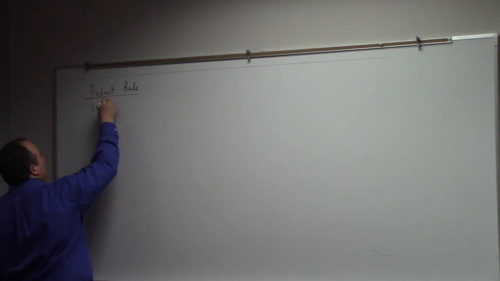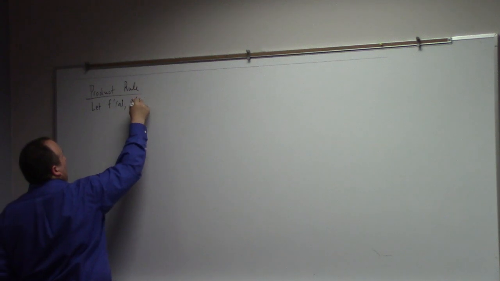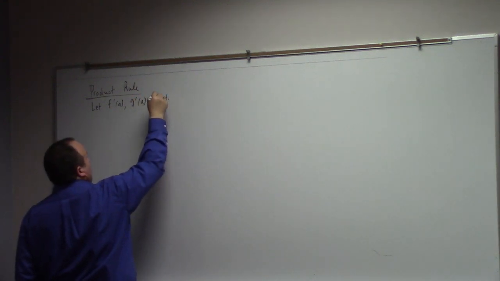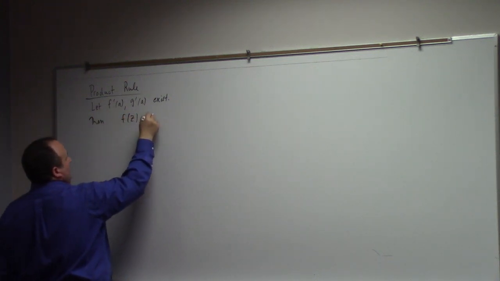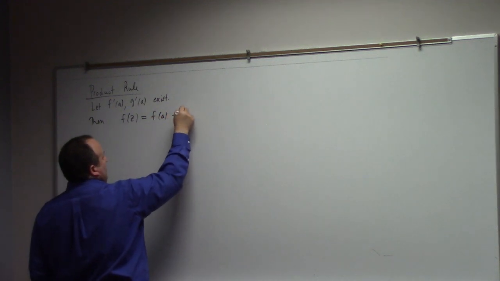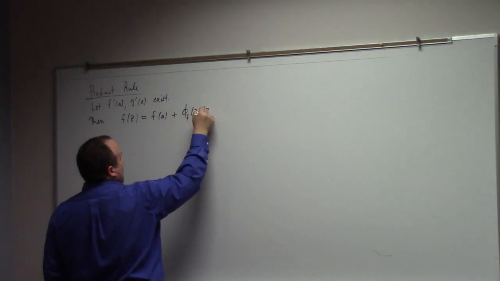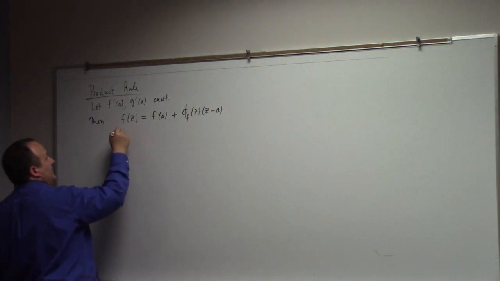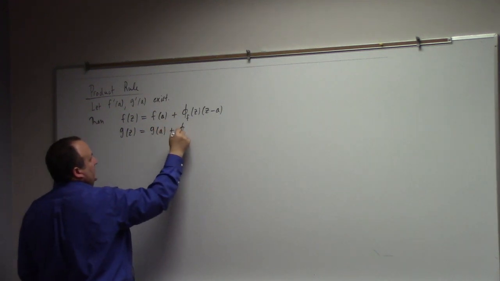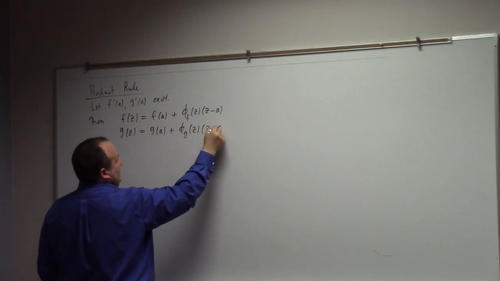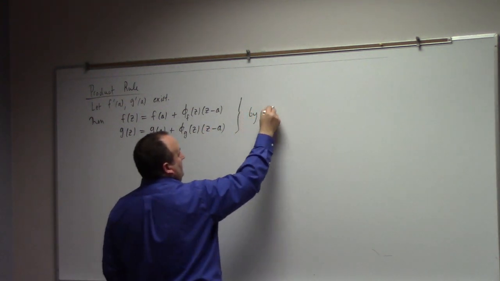Let me show you. So assume f and g are differentiable at a, complex differentiable, right? Let f prime of a and g prime of a exist. Then we have two things. On the one hand, we can say that f of z is equal to f of a plus, let's call it phi sub f of z times z minus a. We can also say that g of z is equal to g of a plus phi sub g of z times z minus a by Caratheodory.